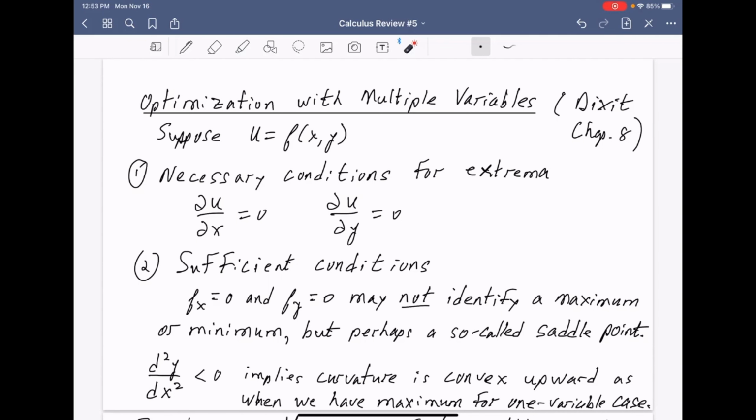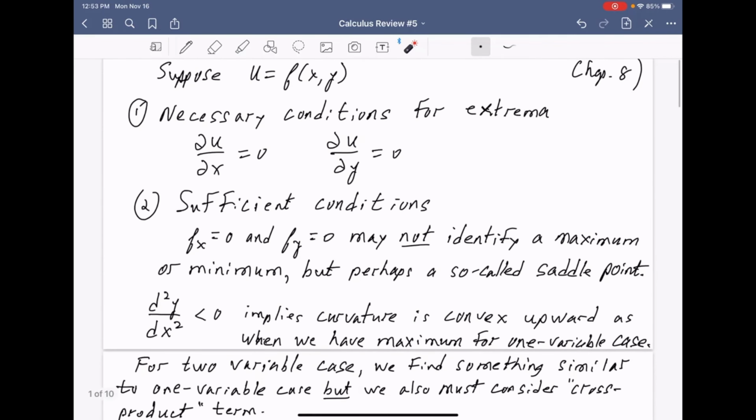And we find that, first off, the necessary conditions for an extrema, or a maxima, or minima, are that the first derivatives, the derivative of the utility function with respect to x and the derivative with respect to y, are equal to 0. However, knowing this may not help you identify whether the point is a maximum or a minimum, or perhaps what we call a saddle point. So therefore, we need to have sufficient conditions.